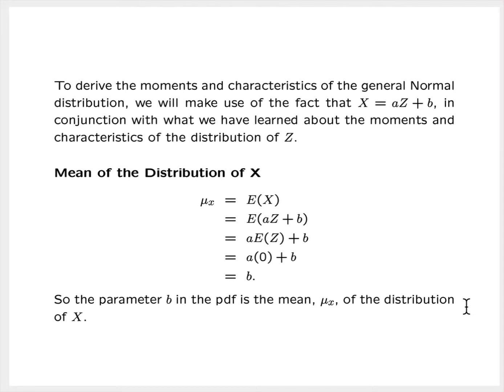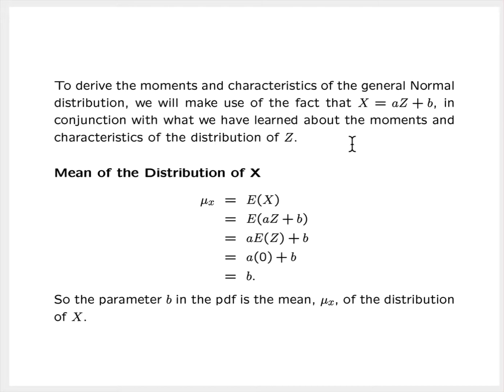Now, to derive the moments and characteristics of the general normal distribution, we're going to make use of the fact that X is derived from Z via this linear transformation, A times Z plus B, in conjunction with what we've learned about the moments and the characteristics of the distribution of Z. Remember that for the distribution of Z, we found the mean, the variance, the skewness, and kurtosis. And to find those, we had to find the first four raw moments.